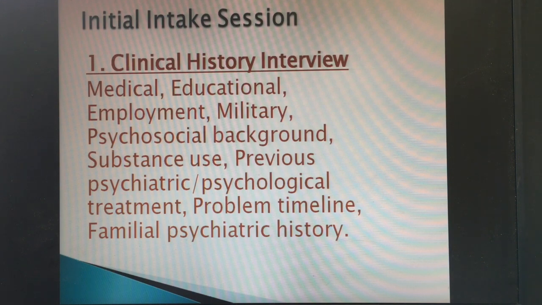Exercise habits, sleep habits, eating habits, that kind of overlaps with the medical, but also could be part of the psychosocial background. Any substance use issues, you want to understand how that may be affecting the patient. You want to look at any previous or current psychiatry. When did the patient first enter therapy? When did they first start medication? That sort of thing, so you can understand the progression of the problem.